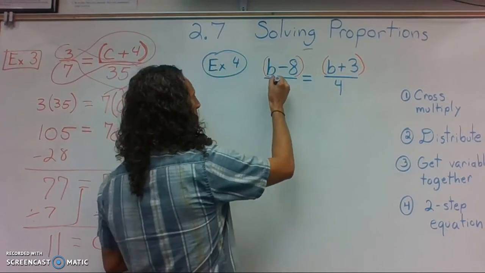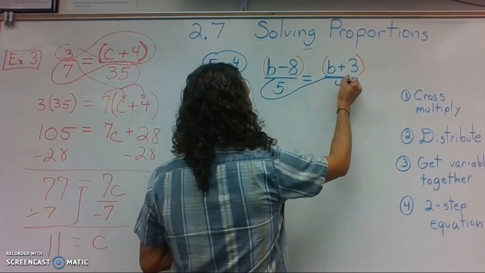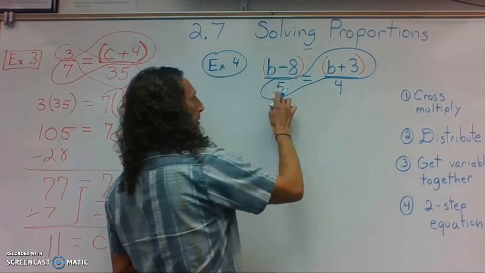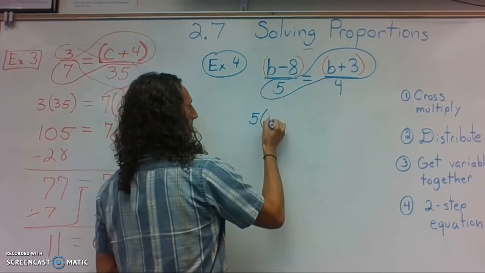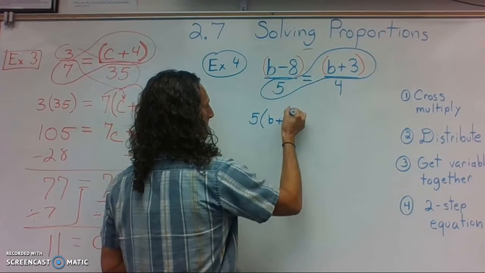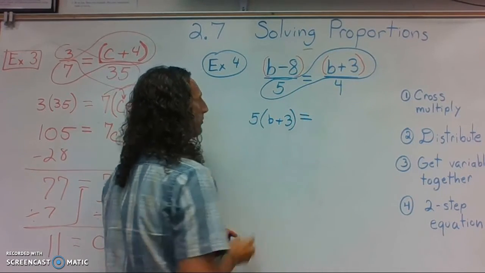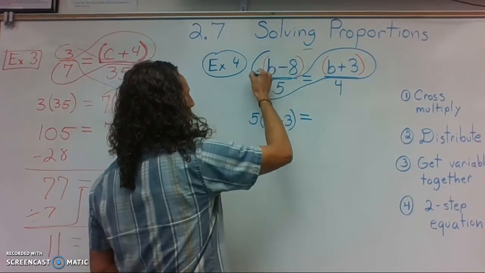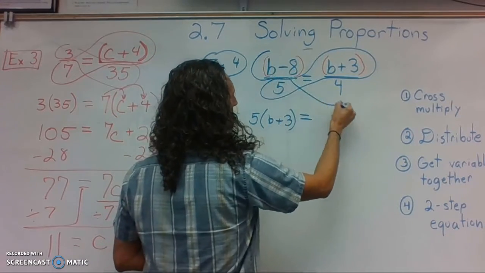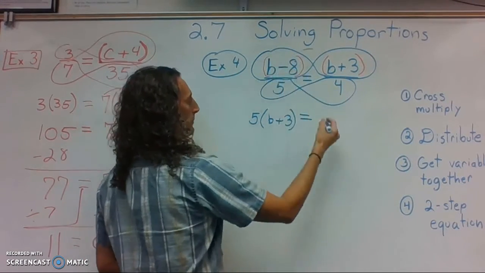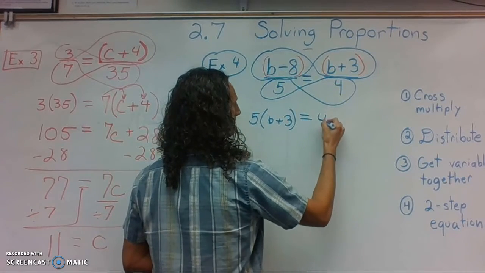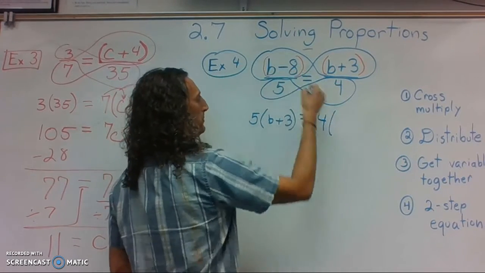So now when I go to cross multiply, I'm going to go 5 times that b plus 3 equals, and then here I cross multiply again, and I have 4 times, and I'm going to put the 4 first, and put b minus 8.